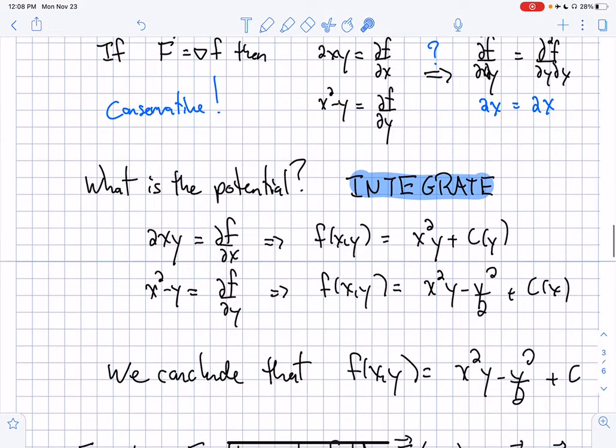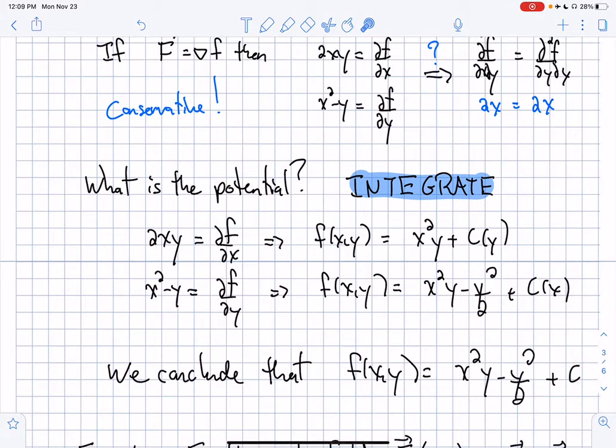And then what you do is you put everything together. You look at what you have. I have x squared y in both, so clearly that's part of my potential. Minus y squared over 2 is part of my potential. And if you want, this is the hidden function of y that was here. And do I have a hidden function of x here? No, I don't. So I don't include it. And then I have some real constant c now. So that is my potential.